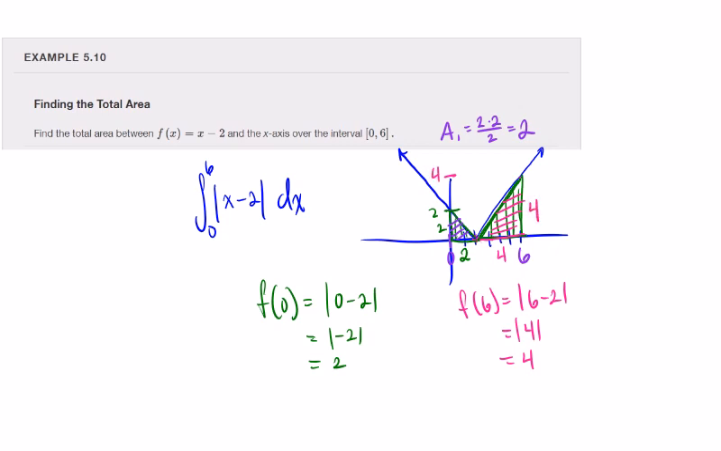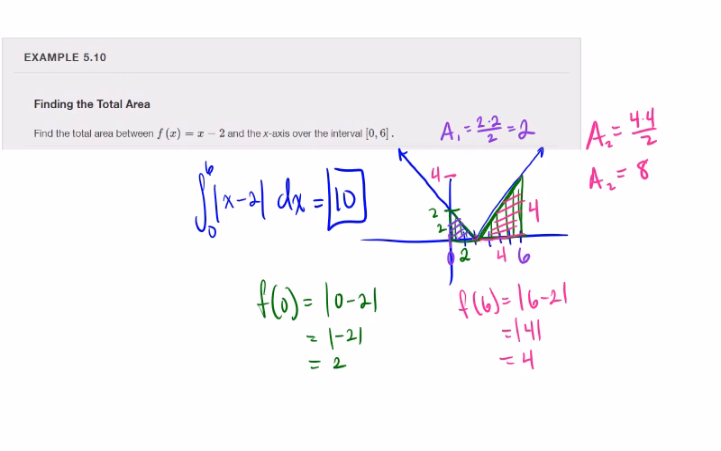So this length is 4. And so it's a 4 by 4. And so we're going to do area equals 1/2 times 4 times 4, or 4 times 4 divided by 2. And so that's going to be 8. Okay. So area 1 is 2 and area 2 is 8. And so we're just going to add those together. So 2 plus 8 is 10. And that's the area underneath. That's the total area, right, of this curve.